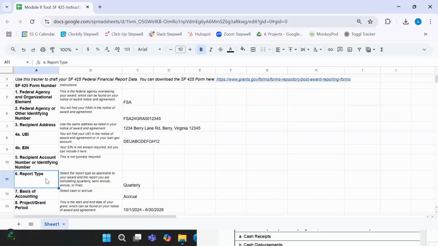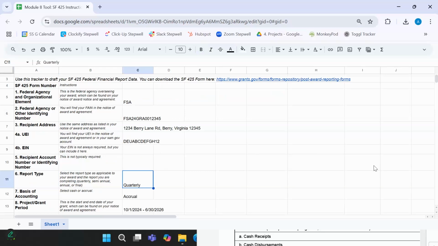Box 6 is your report type. Select the report type as applicable to your award in the report you are completing. For example, it could be quarterly, semi-annual, or annual. And if it's your final report, you would click Final. For this example report, we will select quarterly.